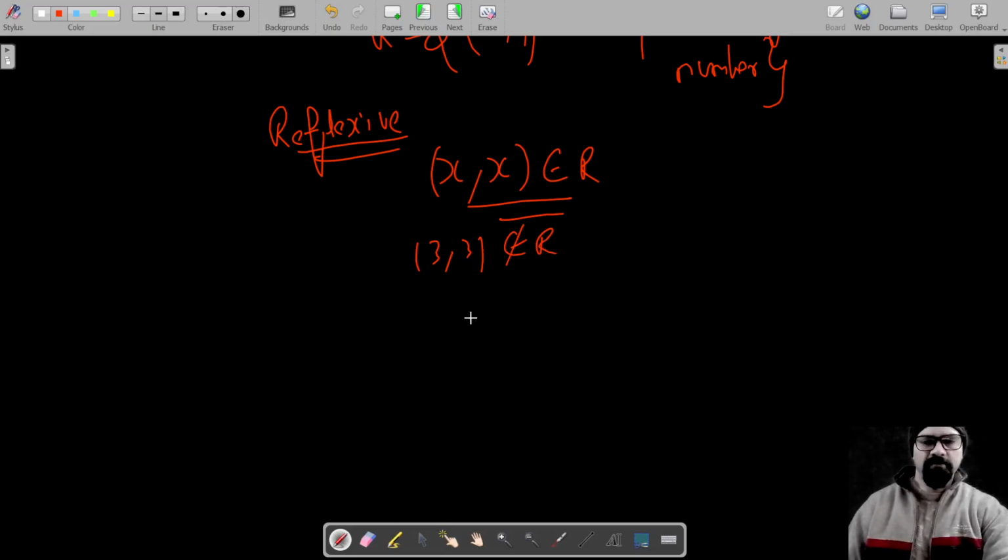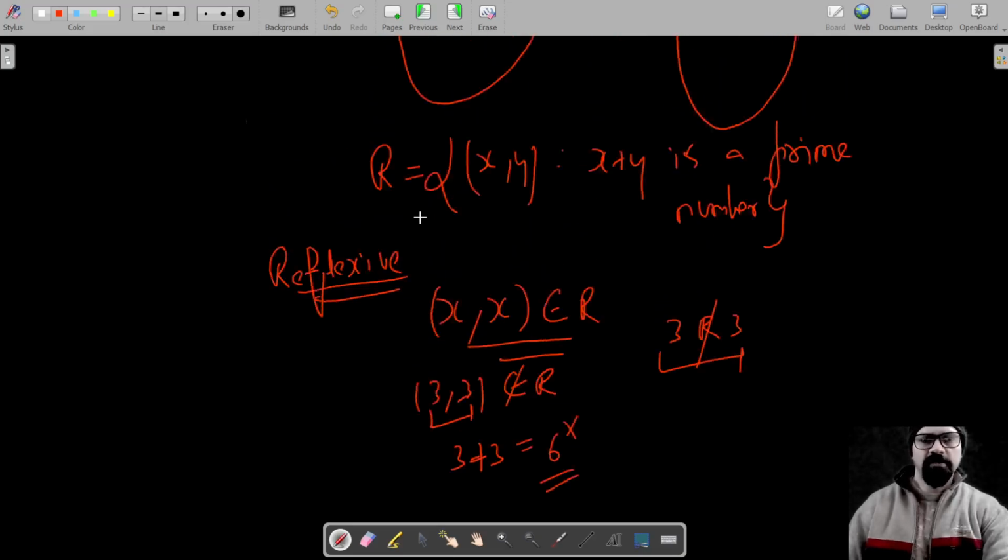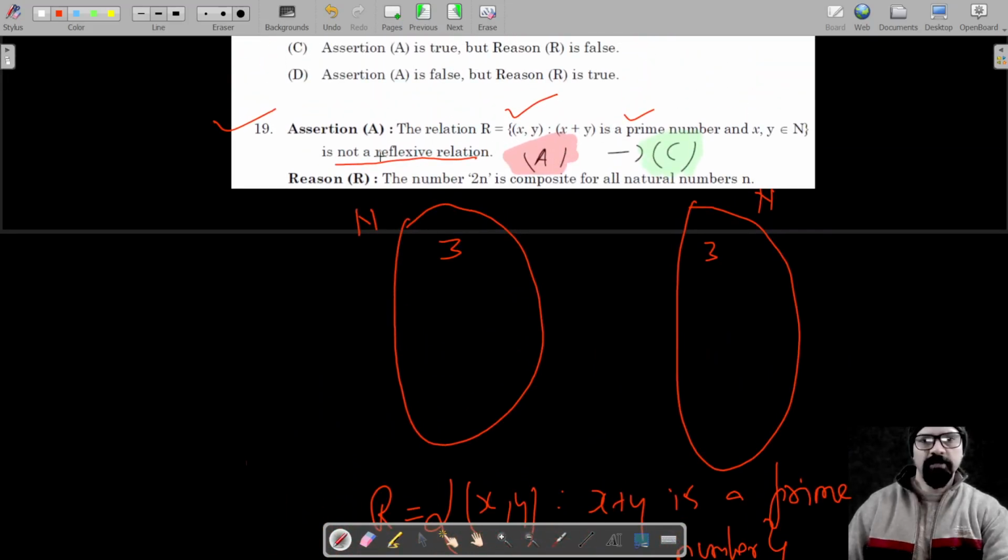Now (3, 3) is not in relation because, according to the relation, the sum should be a prime number, but 3 plus 3 is equal to 6, which is not a prime number. So 3 is not in relation with 3, so that means the relation is not reflexive, so this statement is true. And now the next, the reason, is not the correct reason for the assertion.